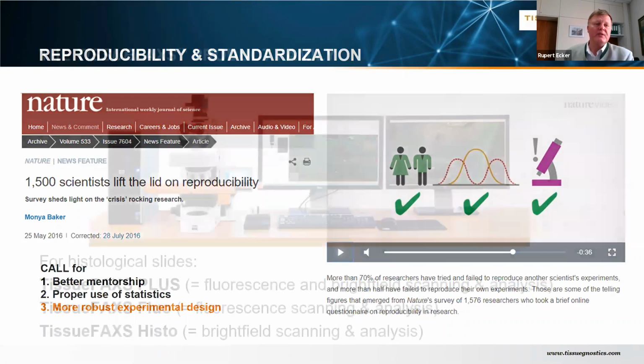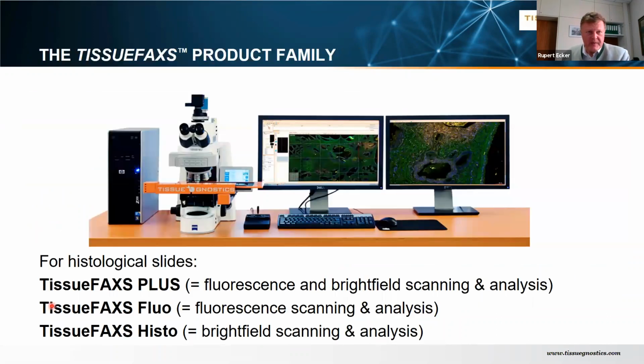And this is in fact where TissueGnostics comes into play with our TissueFAXS platform. TissueFAXS is not a single instrument, it's rather a family of products in different configurations, scanners and analysis for bright field only, for fluorescence only, or the combination of both. It's called TissueFAXS Plus. As you can see, the hardware core of our TissueFAXS is a Zeiss microscope. In fact, TissueGnostics is an OEM partner of Carl Zeiss Germany.